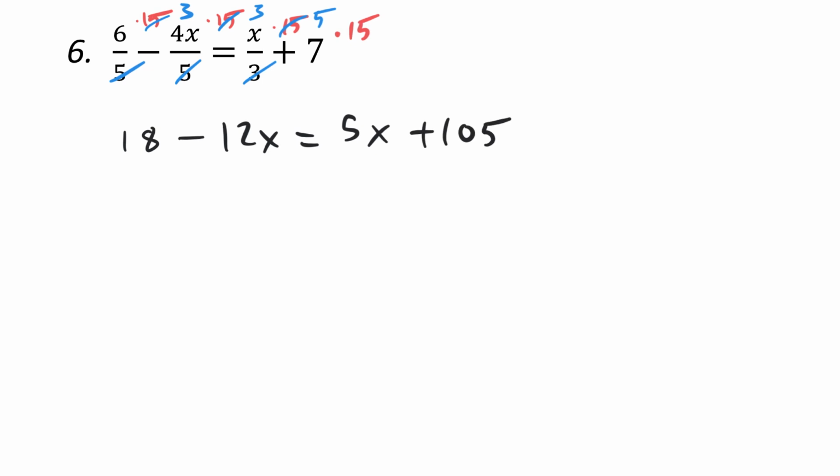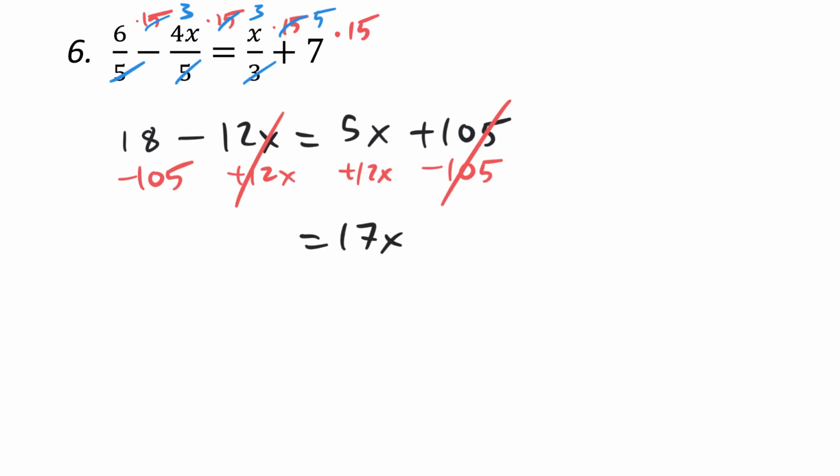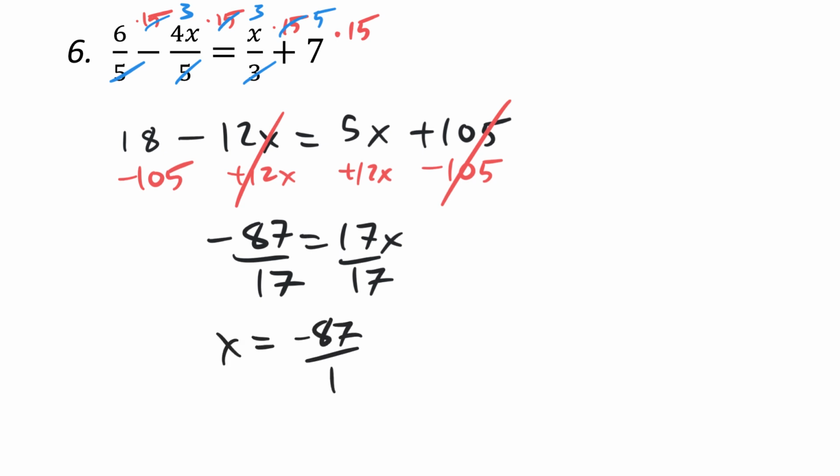Now from here, I need to get rid of the 105, and I need to probably move the 12x over. That's going to give me 17x here, and negative 87 over here. Divide by 17. x equals negative 87 over 17.